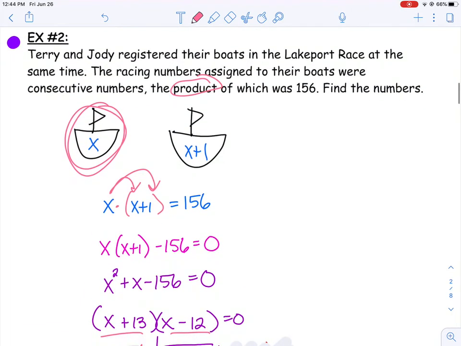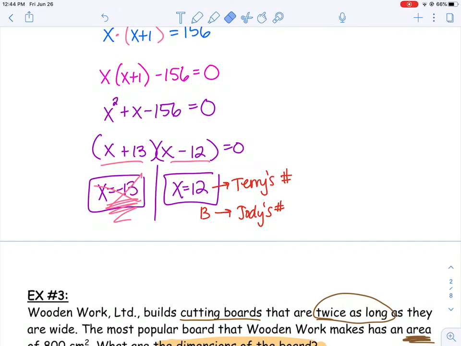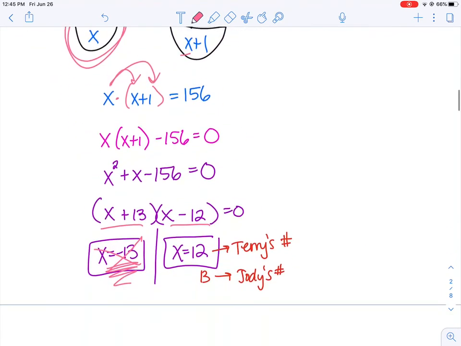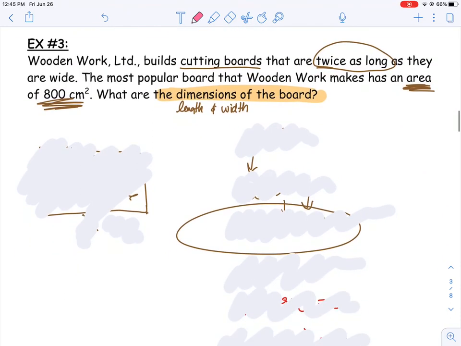Maybe when Terry registered, he got the boat number 12. Now, if Terry got the boat number 12, then what was Jody's boat number? Remember, weren't they consecutive numbers? So if I take x plus 1, then that means that Jody has the number 13. So I can label my answer: Terry's number was 12, and Jody's number was 13. So I can make sure that I label my answers so I know that you understand what those numbers actually mean. All right, let's do one more in this video.